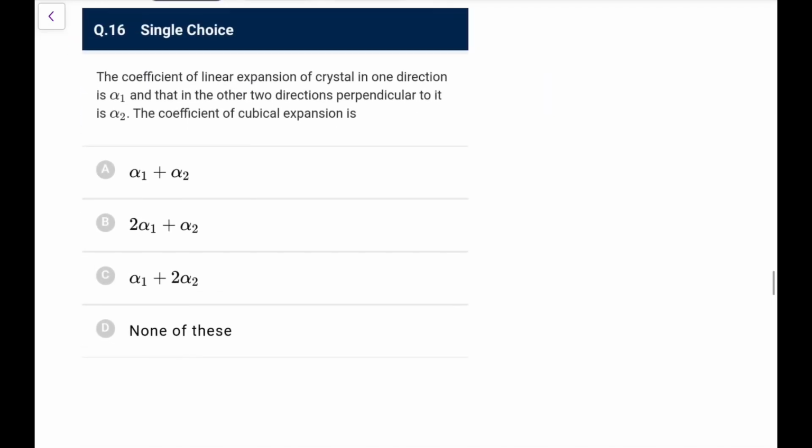Next, the coefficient of linear expansion of a crystal in one direction is alpha 1, in the other 2 is alpha 2. Okay, so you can directly write gamma would then be alpha 1 plus alpha 2 plus alpha 3, both are same, so alpha 1 plus 2 alpha 2. Go for option C, again a very easy one for you.